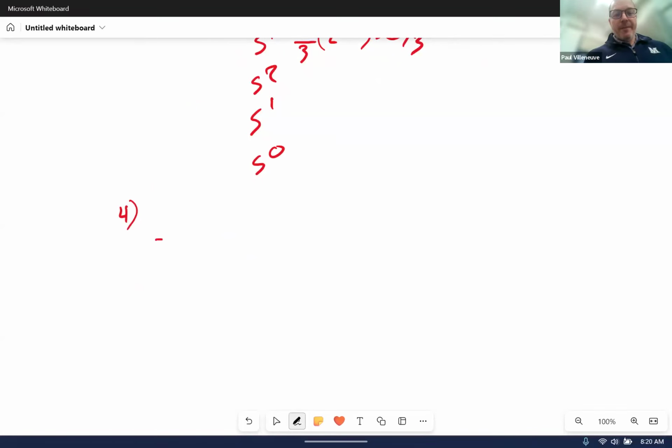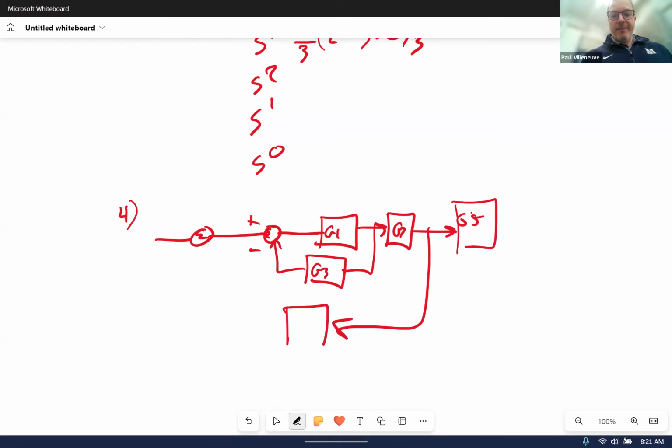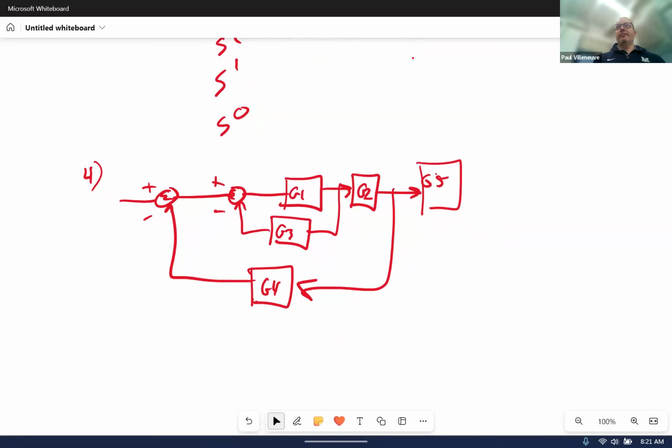All right, number 4. We had some summers here. G1, G2, G3. This was plus minus. G5. G4. There were a lot of struggles on this one. I was surprised. I thought I made this one a pretty, hopefully, straightforward one. You didn't have to move any pickoff points. You just have to combine stuff and cascade.